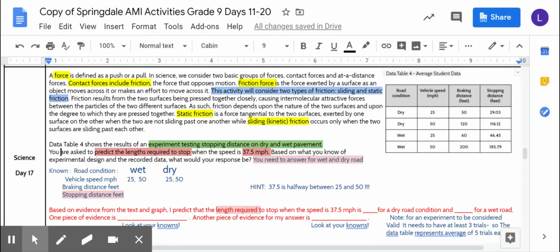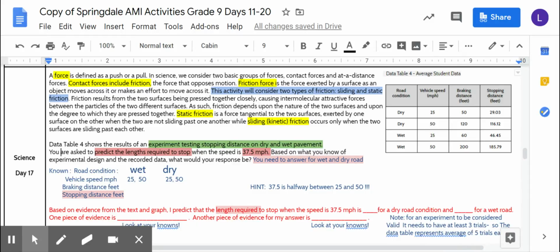And I wrote this in where it says you need to answer for wet and dry roads. Let me put a little note in here. Basically, this graph has got to be an average. I put down an average of 5 trials because for an experiment to be considered valid, it needs to have at least 3 trials. Our data table will just say it represents the average of 5 trials. So this is our average.